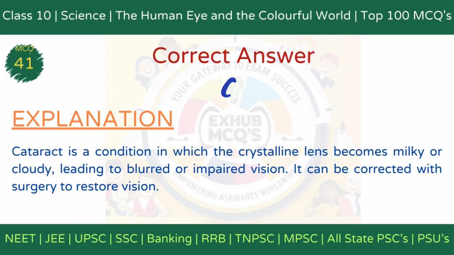Explanation. Cataract is a condition where the crystalline lens becomes cloudy or opaque, leading to blurred or impaired vision. This condition can often be corrected through surgery to restore clear vision.